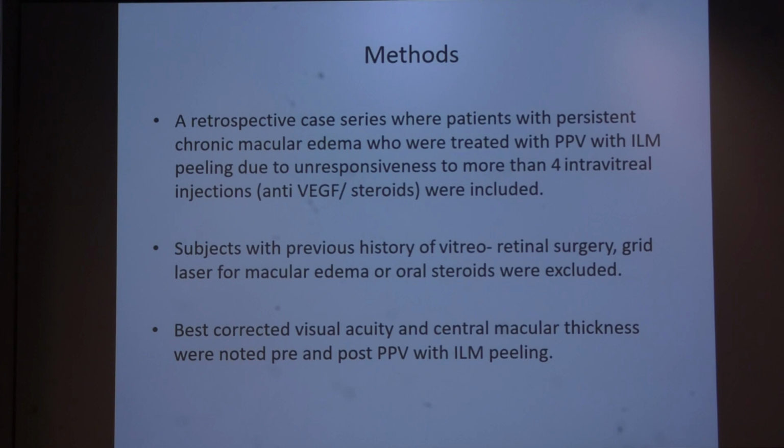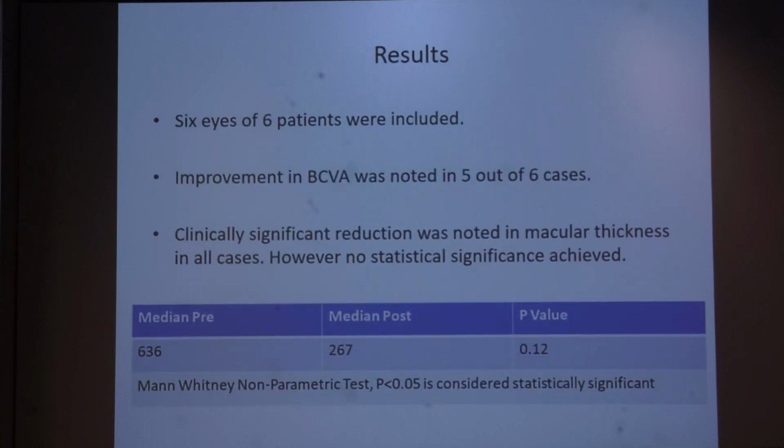Methods: a retrospective case series where patients with persistent chronic macular edema who were treated with PPV with ILM peeling due to unresponsiveness to more than 4 intravitreal injections of either anti-VEGF or steroids were included. Subjects with a previous history of vitreoretinal surgery, grid laser for macular edema, and oral steroids were excluded from the study. Best corrected visual acuity and central macular thickness were noted pre and post PPV with ILM peeling. The results: 6 eyes of 6 patients were included in the study.